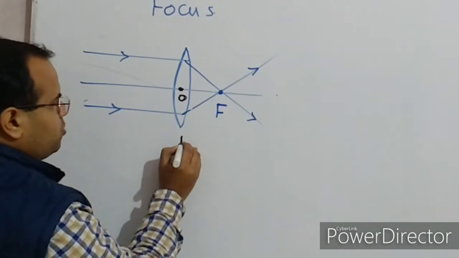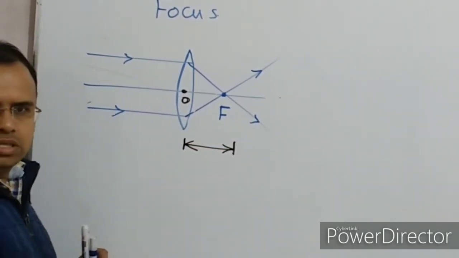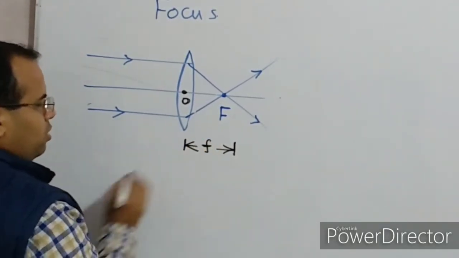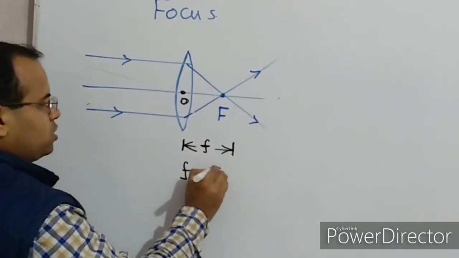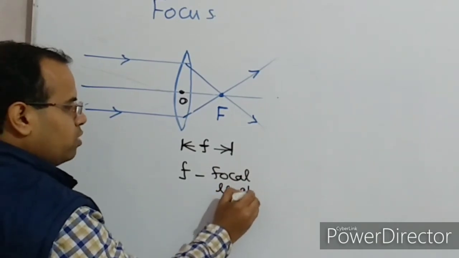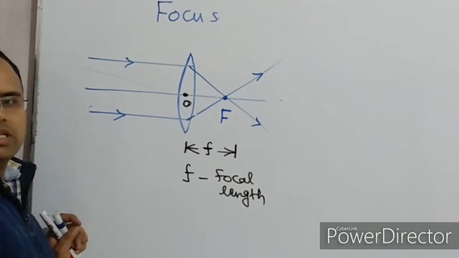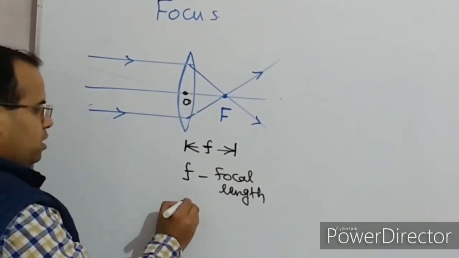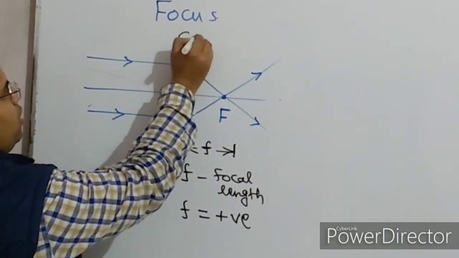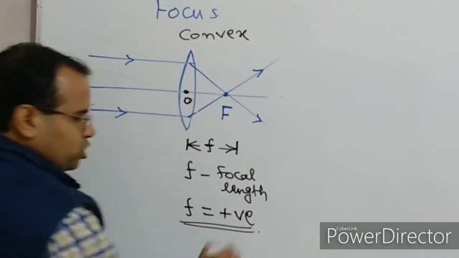As I told you, all distances we have to measure from the optical center. So the distance between the optical center and the focus is called the focal length, denoted by small f. Do remember that in the case of a convex lens, because you have to go towards the right of the optical center, the focal length is always positive.